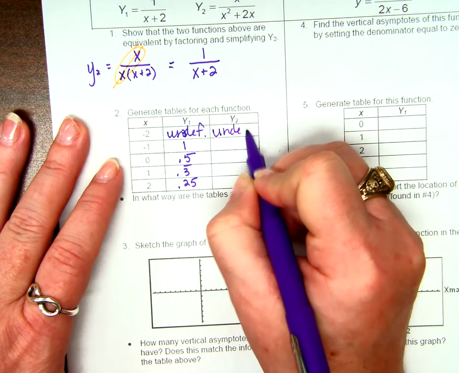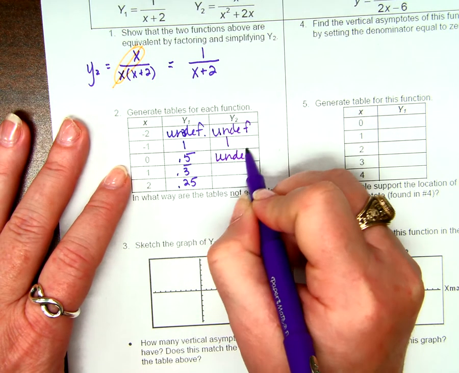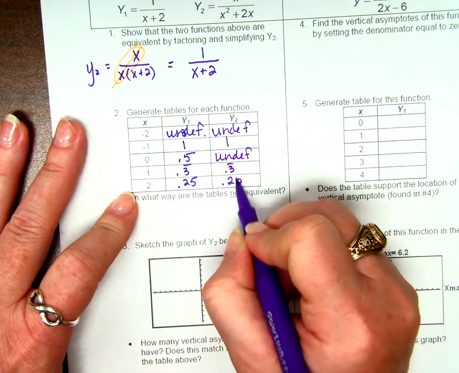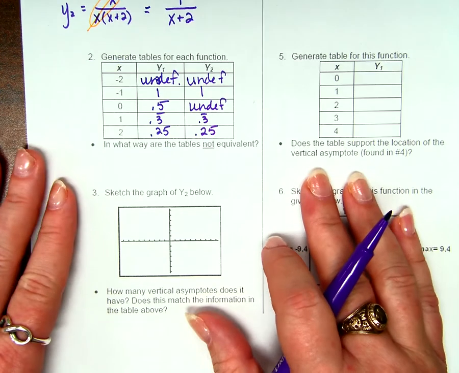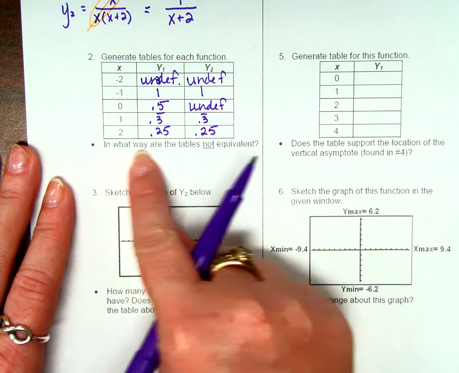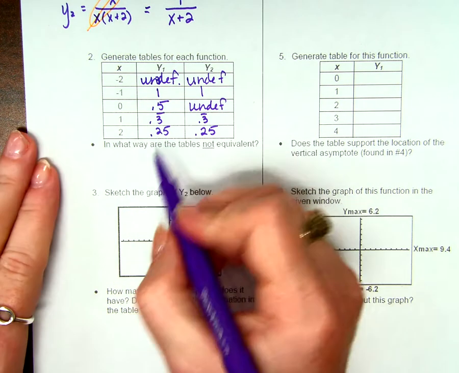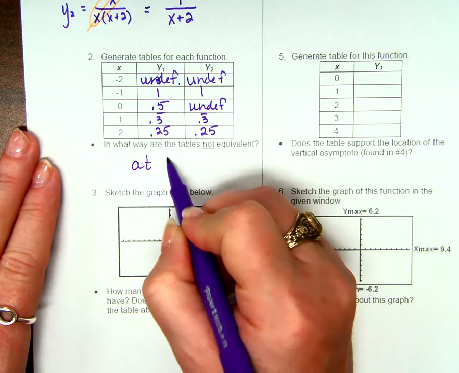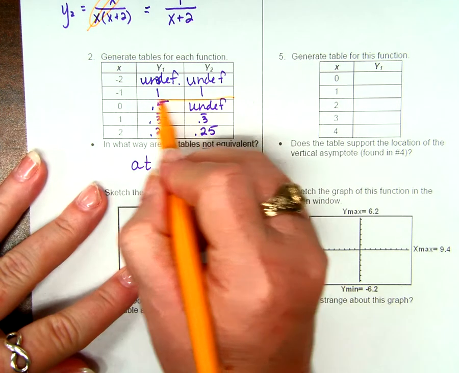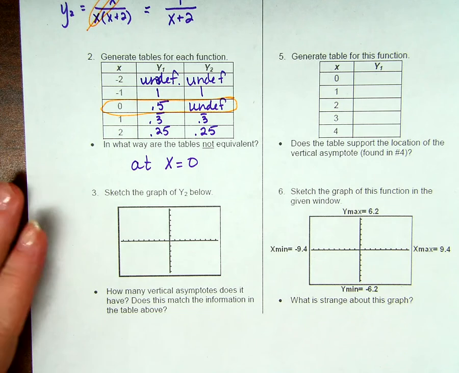Undefined. 1. Undefined. 0.3 repeating. 0.25. Excellent. Wait, maybe not excellent. In what ways are the tables not equivalent? So at x equals 0, look what's happening at x equals 0. Aren't these supposed to be the same? And they are not.